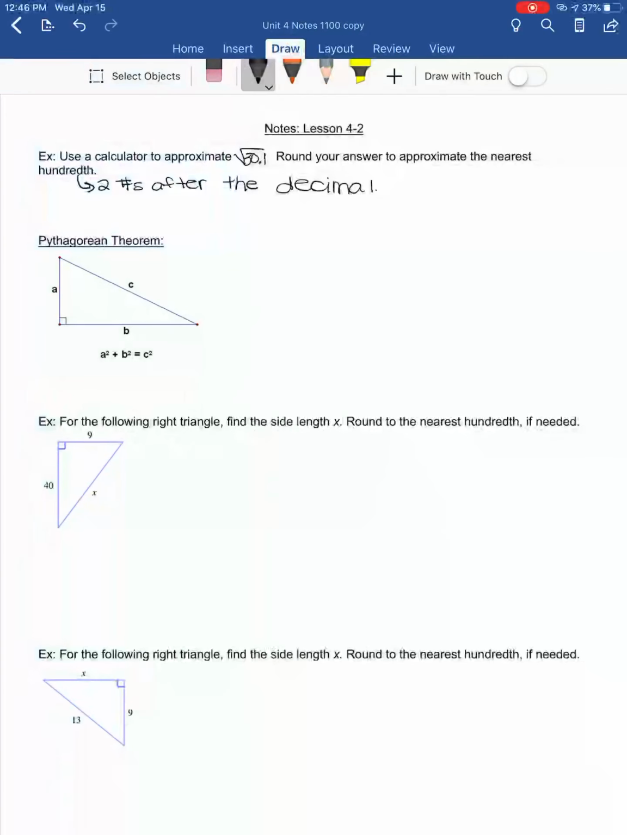So going back to our notes, in our calculator we got 5.486 blah, blah, blah. It asks us to round to the nearest hundredth, two numbers after the decimal. So this 8's in the hundredth spot. Looking next door is a 6. That means that 8's going to round up. So we have about 5.49 as our final answer.